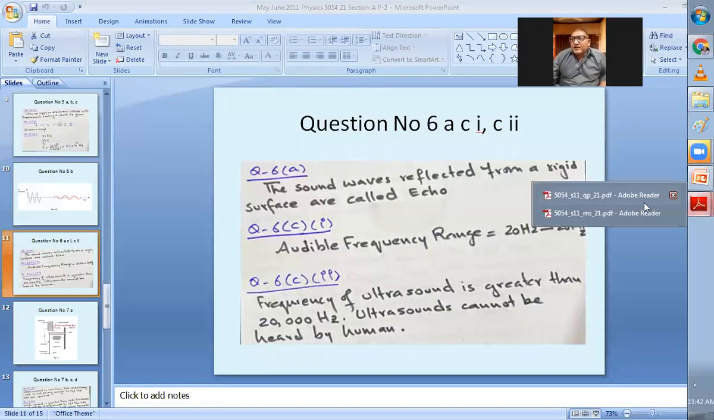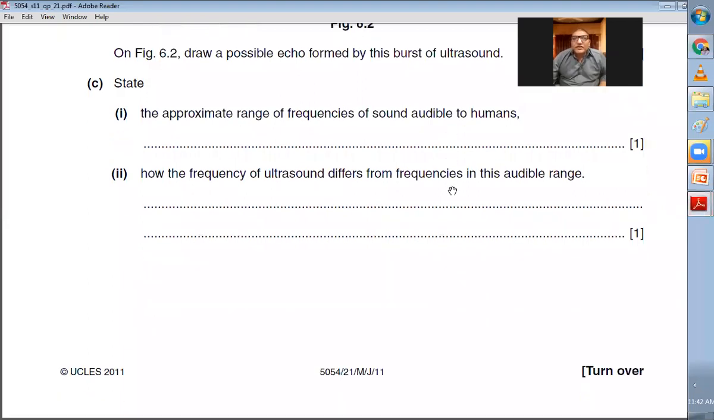And the next part is how the frequency of the ultrasound differs from the frequency of this audible range. You see, the frequency of the ultrasound is higher than the audible frequency range. So the upper limit of the audible frequency range is 20,000 hertz. So the ultrasound frequency will be more than 20,000 hertz. The ultrasounds are inaudible to human beings.